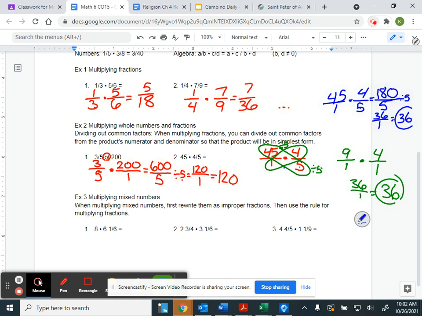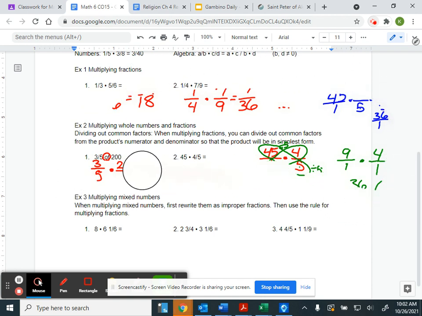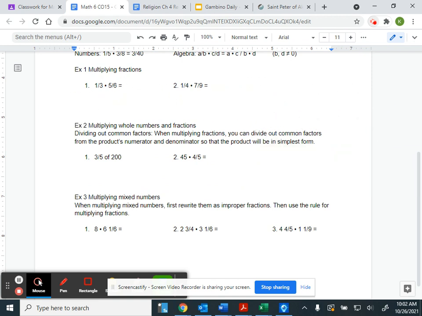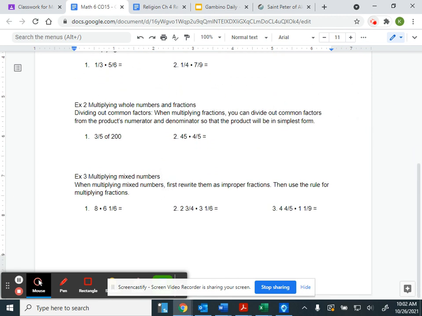All right, let's scroll down. All right. Multiplying mixed numbers. When multiplying mixed numbers, first rewrite them as improper fractions. Then you're going to do the same thing. You can cross simplify, you can multiply across, and then simplify at the end.